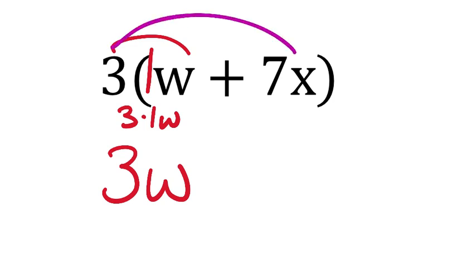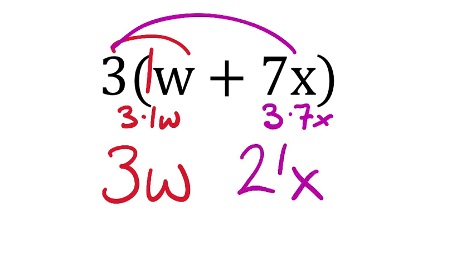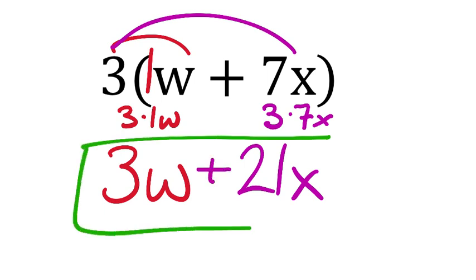Now I'm ready to distribute the 3 to the 7 x's, so that'd be 3 groups of 7 x's. How many x's is this? Well, 3 times 7 is 21. It's positive, so I'm going to show a plus sign between there, and that's my final expression. Some students make the unfortunate mistake of combining the 3 w's with the 21 x's. Again, these are not like terms that you can combine, so please do not combine them.